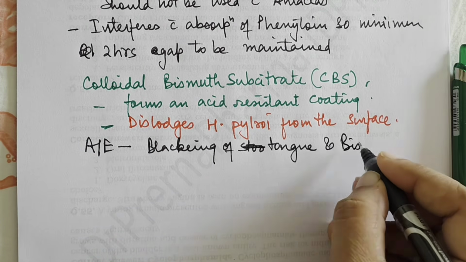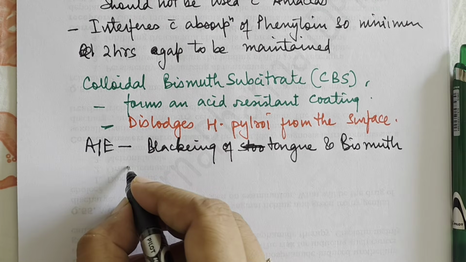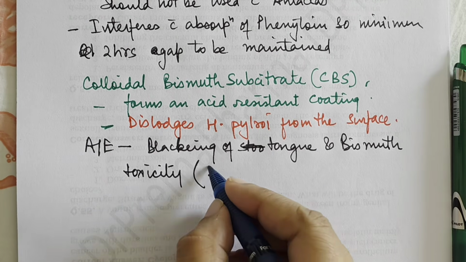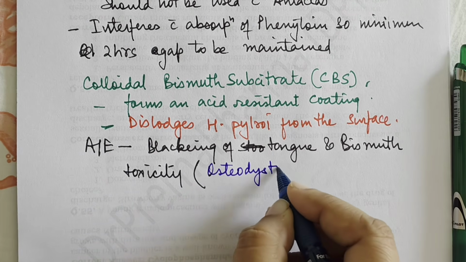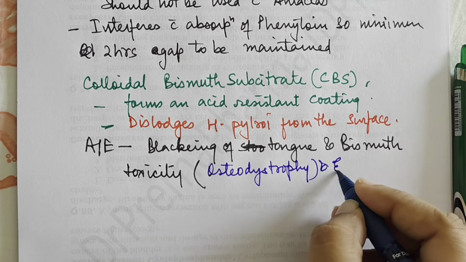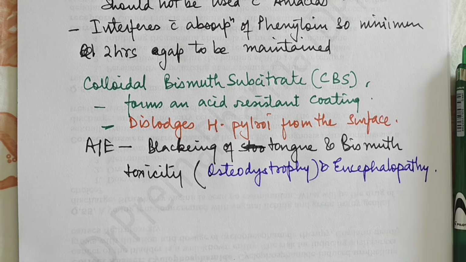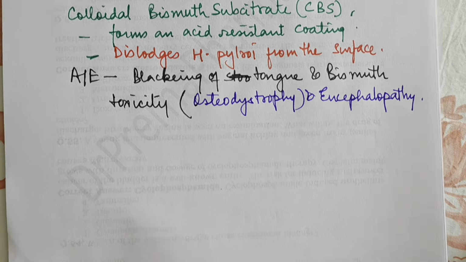toxicity. And what are the toxicities of bismuth? It causes osteodystrophy and encephalopathy. So these are the 2 toxicities that are caused by bismuth subcitrate. So these have to be taken into care.